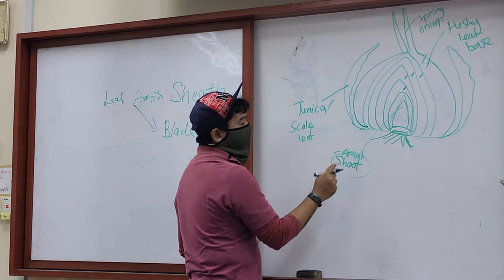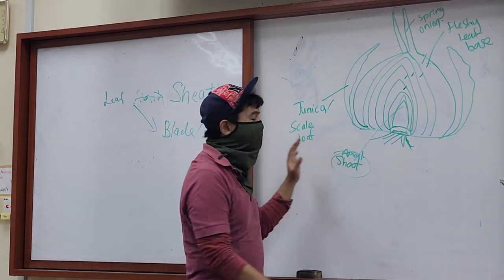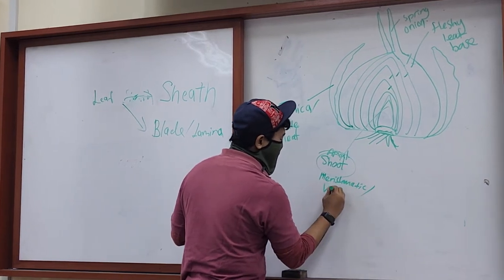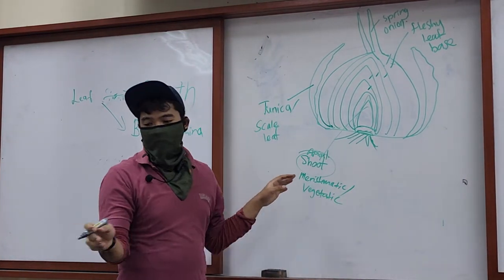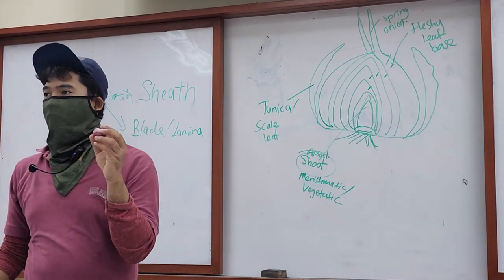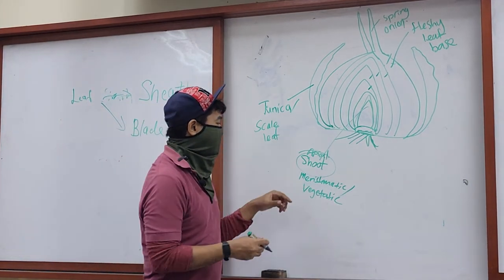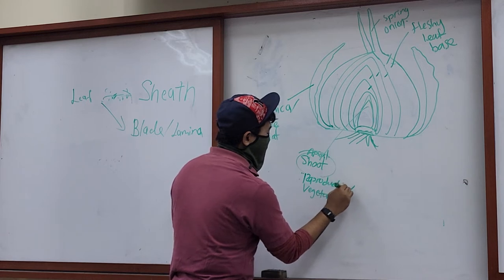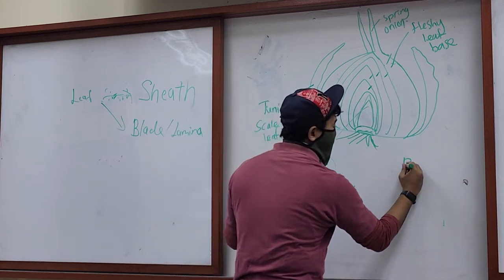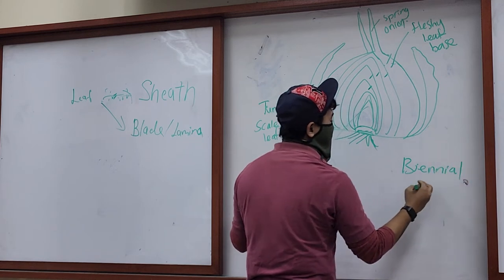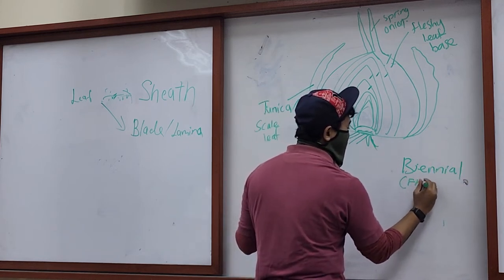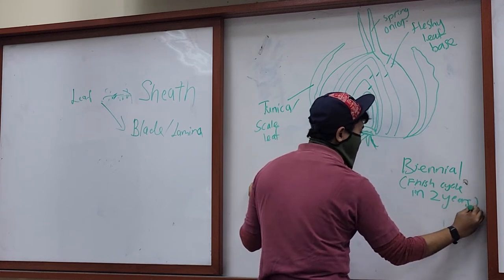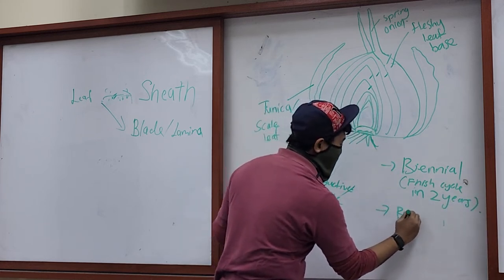This thing can be vegetative or reproductive, depending on the age of this bulb. If it has grown for quite some time, it is actually ready to go reproductive, because onion is biennial. Biennial means finishing the cycle in 2 years. Do not get confused with biannual.